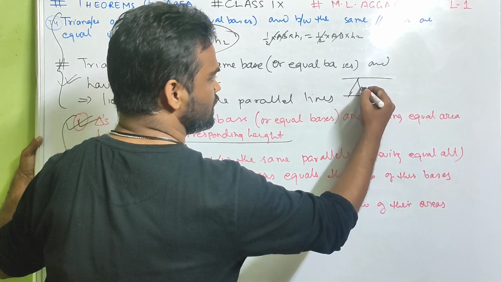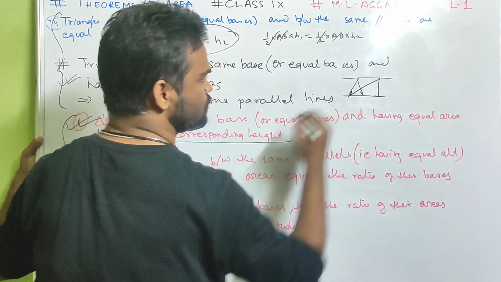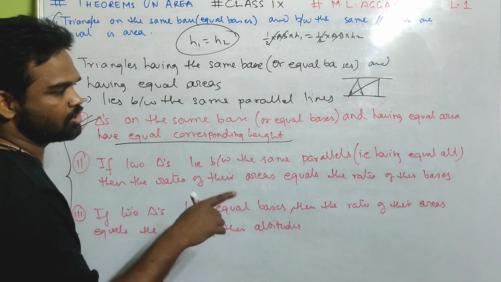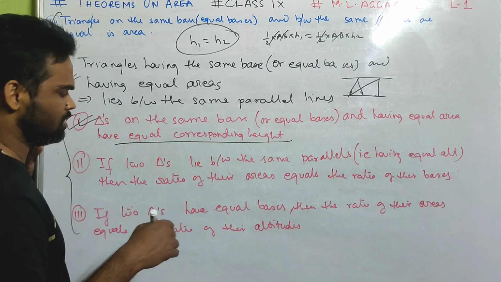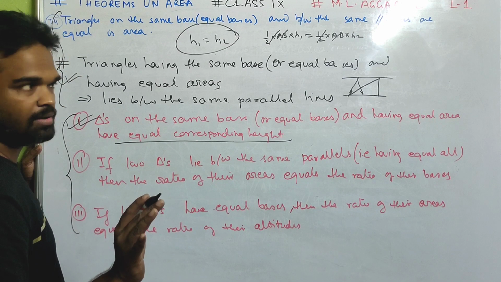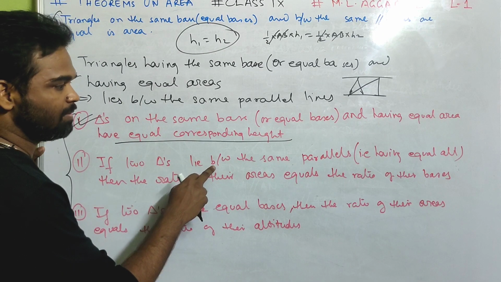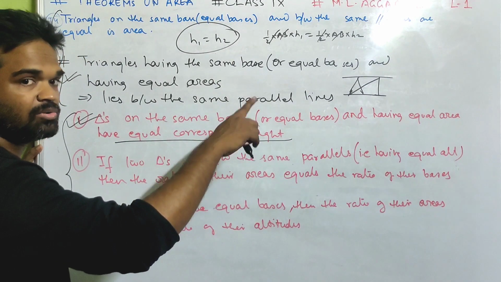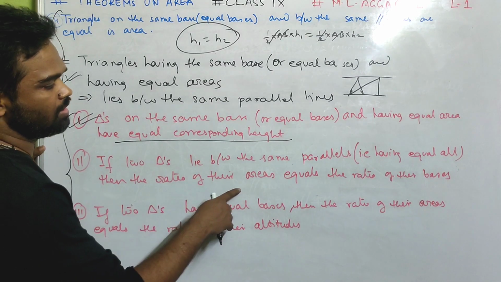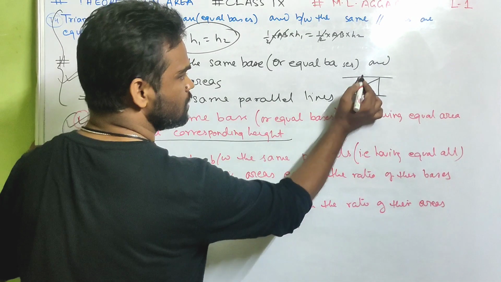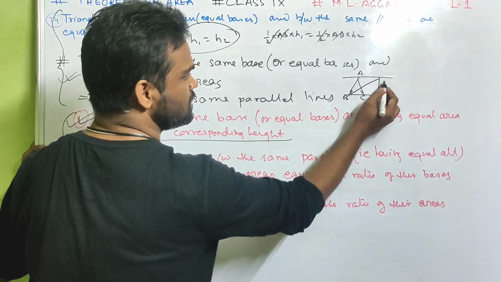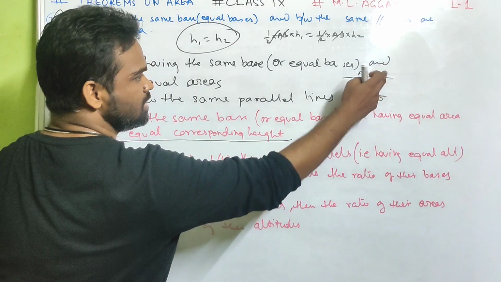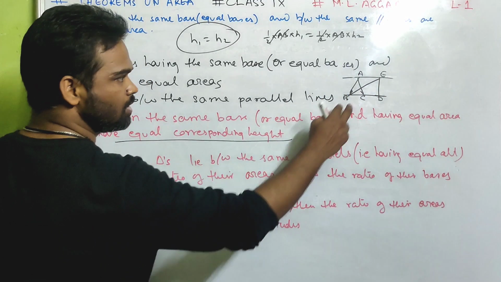Number two: if two triangles lie between the same parallels, having equal altitude, same parallels means the altitudes will be the same, definitely, then the ratio of the areas equals the ratio of the bases. Am I clear? If there are two triangles which lie between the same parallels, I'm not saying the bases are the same, having equal altitude, then the ratio of the areas equals the ratio of the bases. So suppose this was A, B, C, this was A, B, D, E. Then area of ABC by area of BDE, the ratio will be equal to BC by BD.